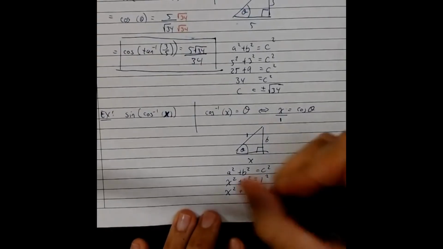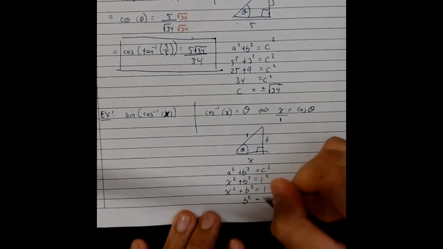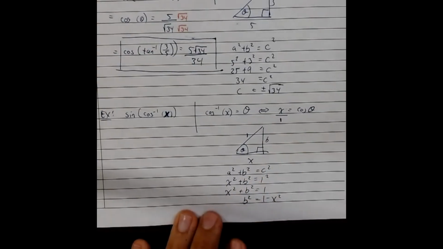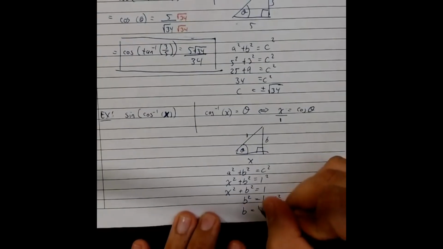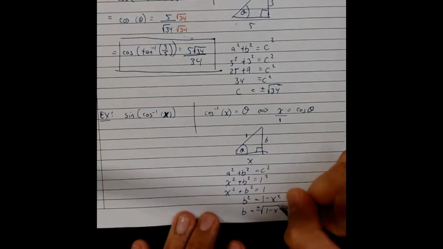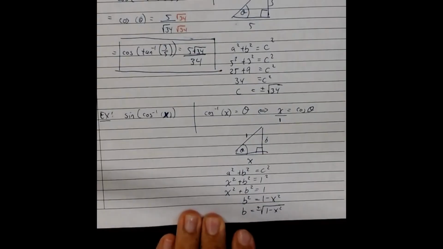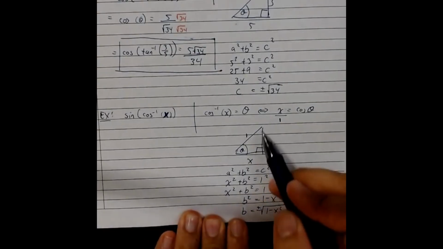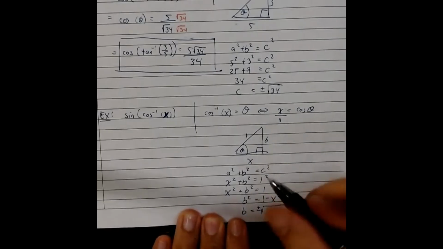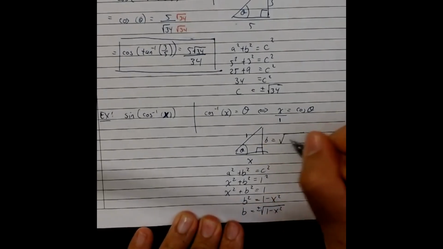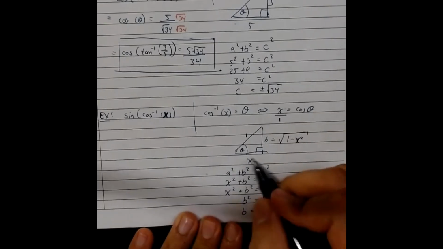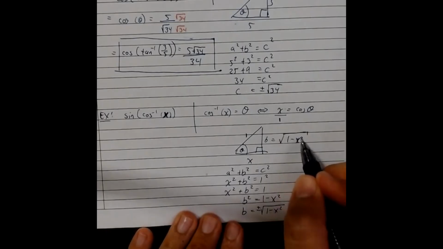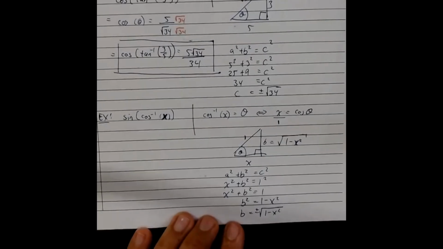I can subtract x squared over to the other side, giving me b squared is 1 minus x squared. And I'll take the square root of both sides. I get b is equal to either plus or minus the square root of 1 minus x squared. But again, b is the length of the side of a triangle, so it can't be negative. So it's got to be the positive square root of 1 minus x squared. What is x? Well, we don't know. But whatever it is, this length will be 1 minus x squared inside of a square root.